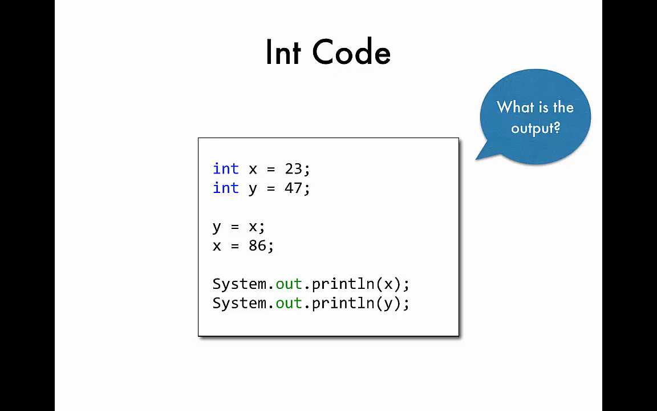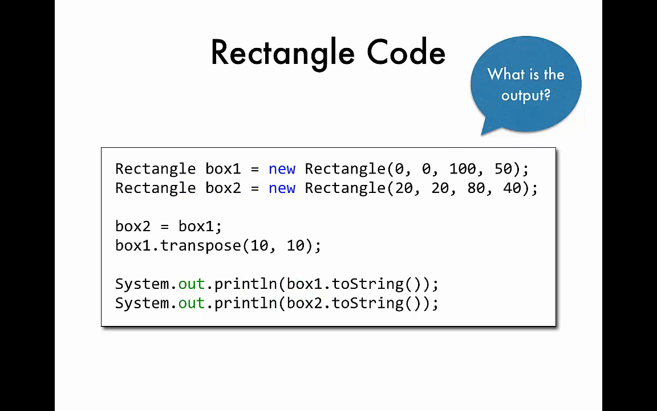Now let's look at the second problem. Our second problem involves the rectangle class we talked about last week. The first two lines declare and initialize two rectangle variables. The rectangle box 1 has its xy coordinate at 0, 0, has a width of 100 and a height of 50. The rectangle box 2 has its xy coordinate at 20, 20, has a width of 80 and a height of 40.